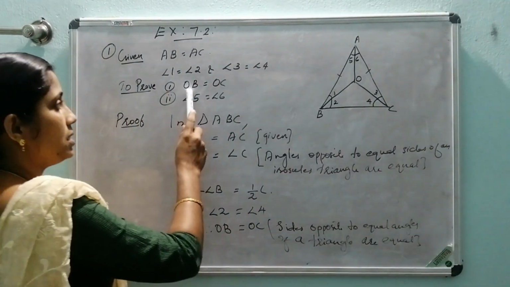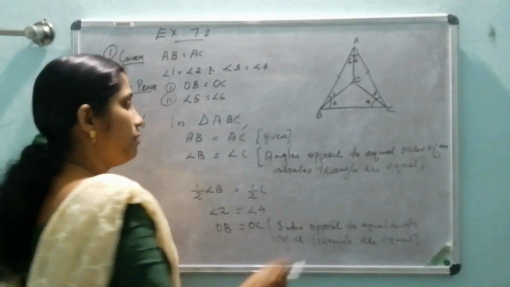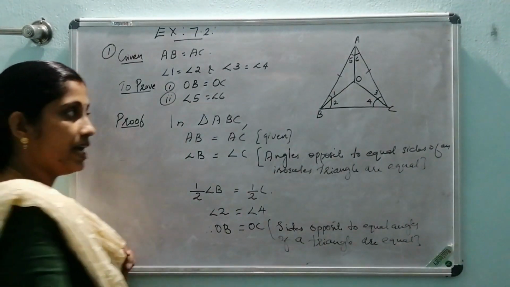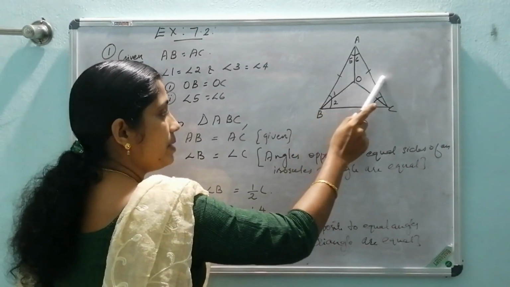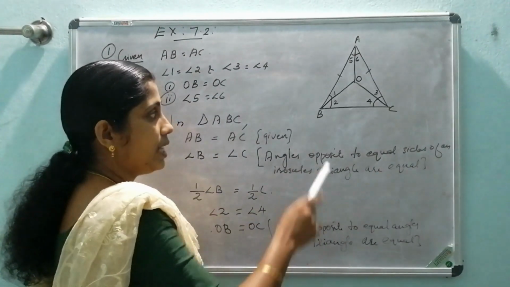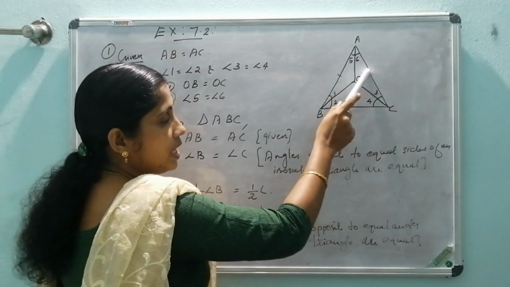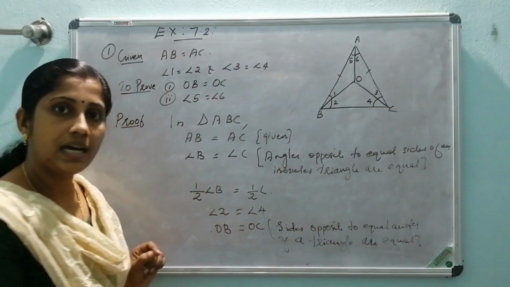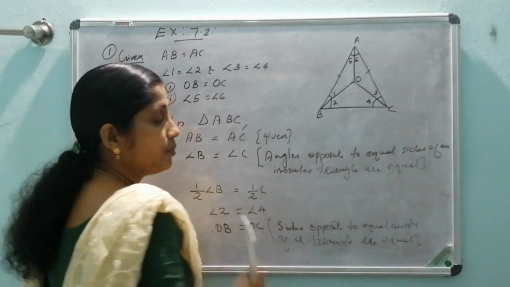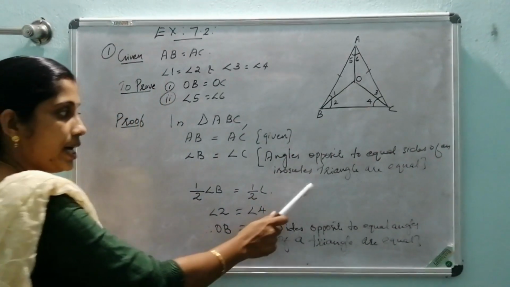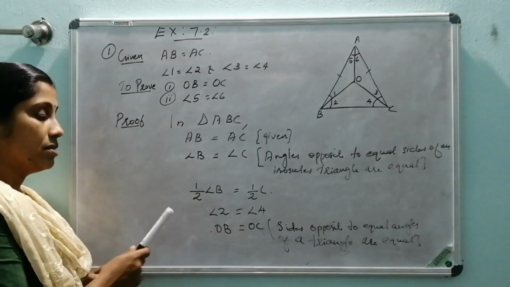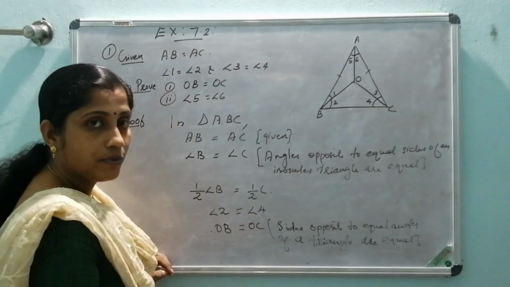Then you have to prove OB is equal to OC. For that we have to take the whole triangle ABC. Consider the triangle ABC where side AB is equal to AC, that is given. So by our second theorem, angles opposite to equal sides of an isosceles triangle are equal. That means if AB and AC are equal, angle B is equal to angle C. We have to write down the theorem statement there. Then take the half on both sides, so half of angle B is equal to half of angle C.